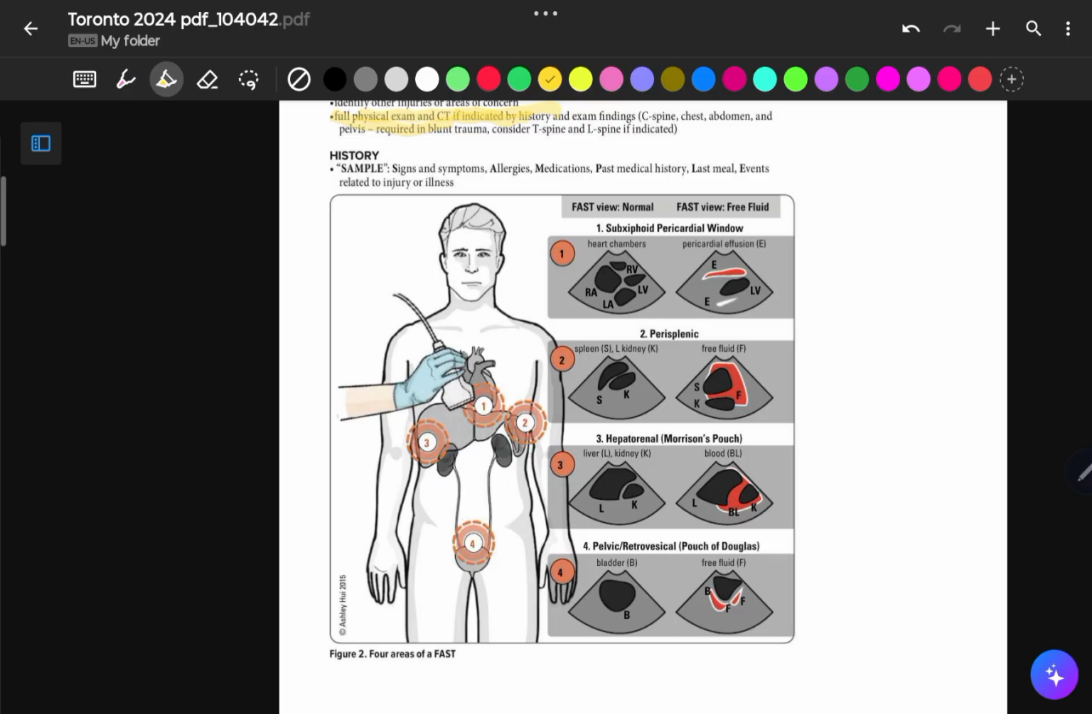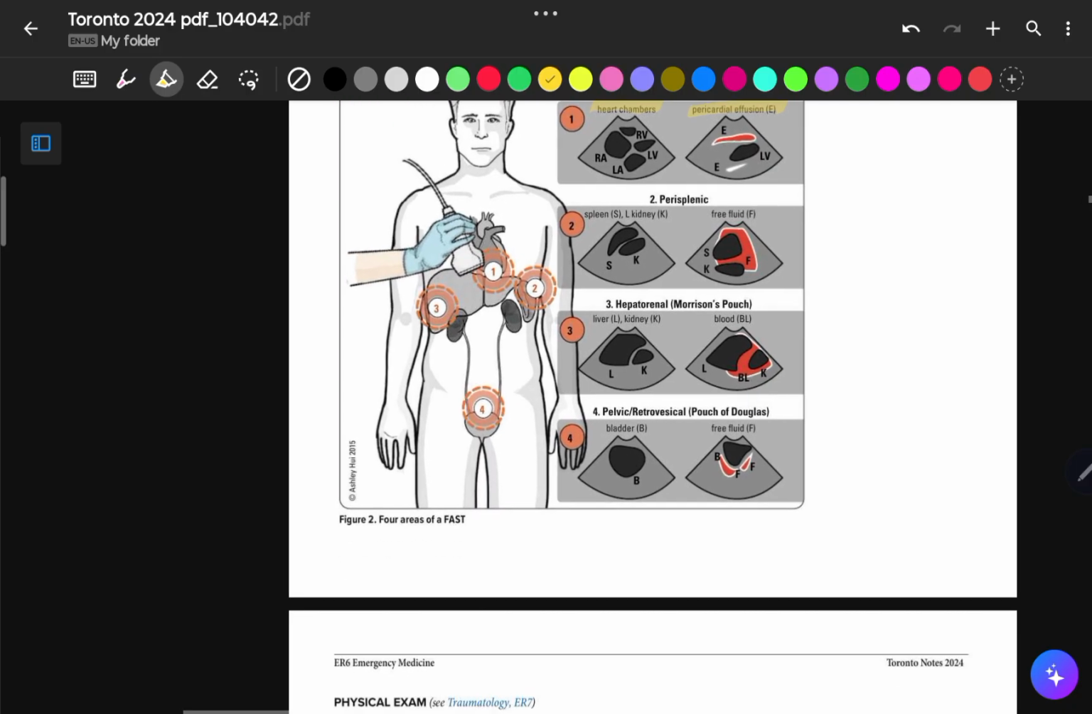So basically checking for the heart chambers, any pericardial effusion, looking at free fluid, retroperitoneum. Unfortunately, you cannot assess retroperitoneum fluids with a FAST, but you can assess abdominal fluids. So you can look for pelvic fluids, intra-abdominal fluids as well, hepatorenal.